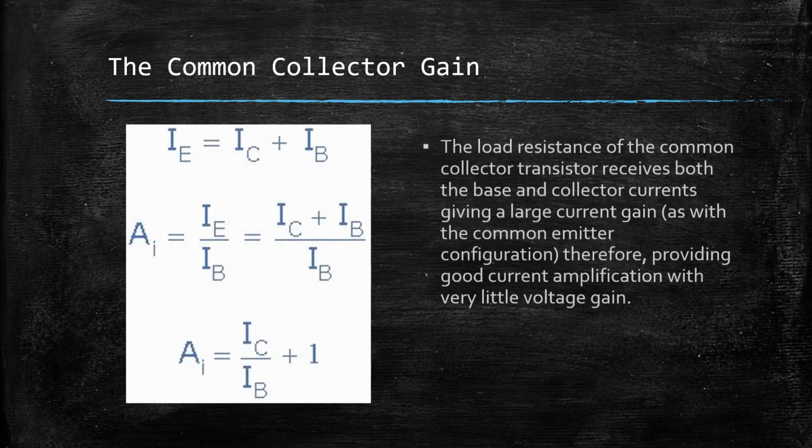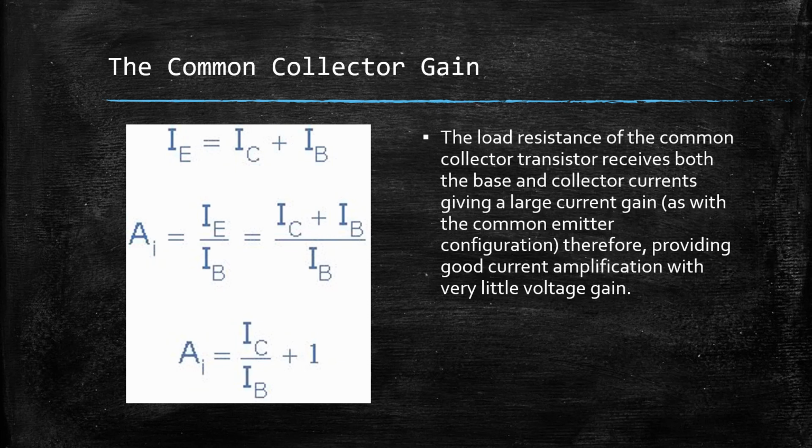The load resistance of the common collector transistor receives both the base and collector currents, giving a large current gain, as with the common emitter configuration, therefore providing good current amplification with very little voltage gain.